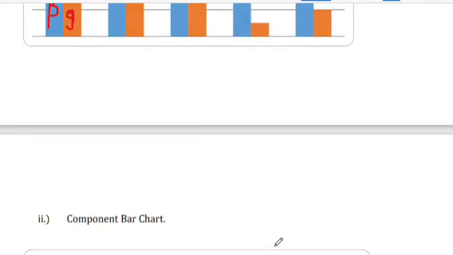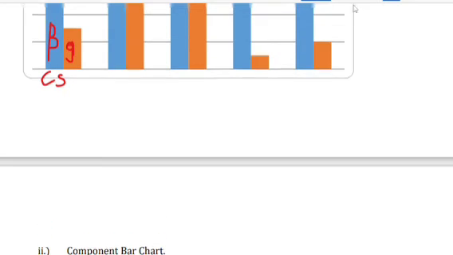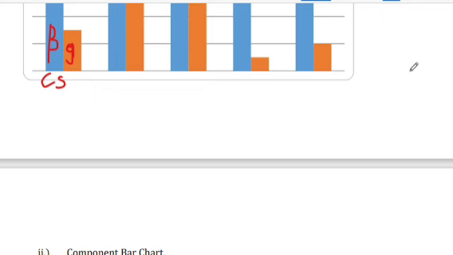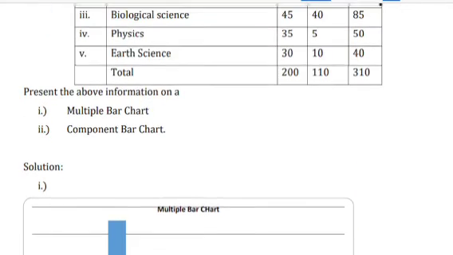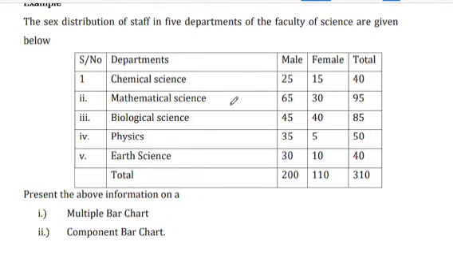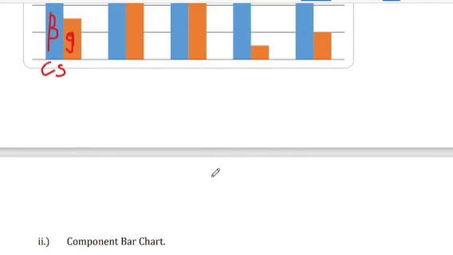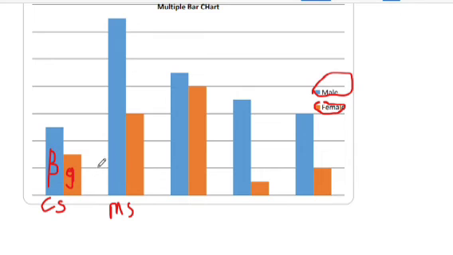In fact, I'm going to write under here CS, meaning faculty of chemical science. You have to write that in full. You can write it like this so that there will be space. Then the next one is mathematical science, MS, 65 and 30. So let's count: 10, 20, 30, 40, 50, 60. Halfway is 65. Then for this again it is 30, so we have 10, 20, 30.